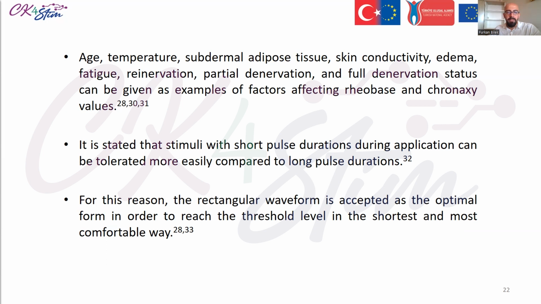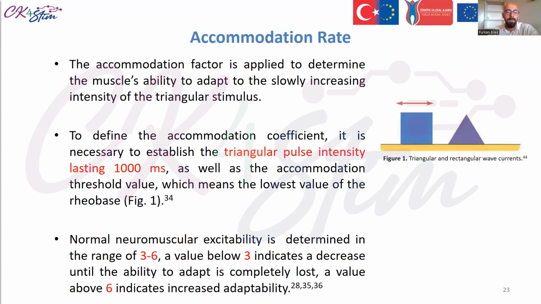It states that stimuli with a short pulse duration during application can be tolerated more easily compared to long pulse duration. Electrodiagnostic tests are usually performed with a square wave intermittent galvanic current because the shortest pulse duration and the lowest current intensity can be achieved with a rectangular waveform.